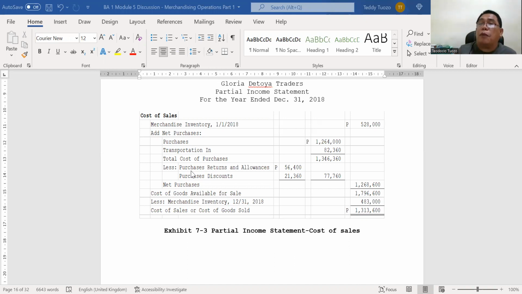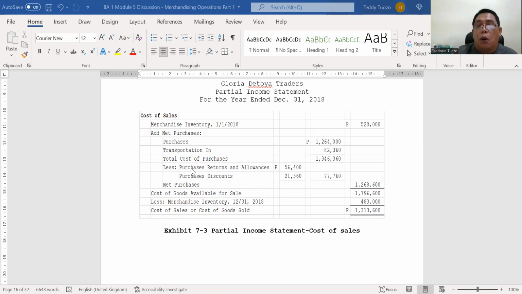At the point of view of the buyer, purchases, returns, and allowances; at the point of view of the seller, sales, returns, and allowances, and sales discounts also. On the point of view of the buyer, purchases, returns, and allowances, and purchases discounts. Okay? So the discount on the part of the seller is sales discount. On the part of the buyer, it is purchases discounts. So you have there purchases, returns, and allowances.